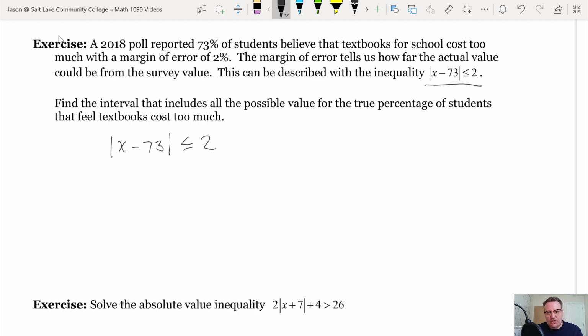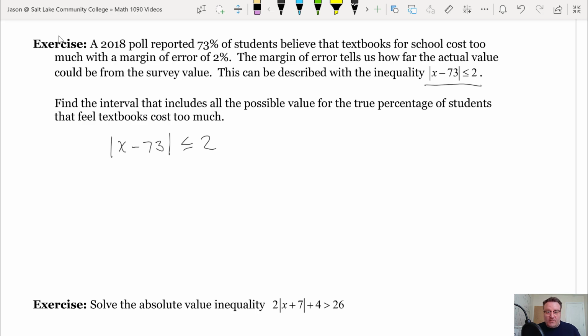So if we think of this geometrically, what this expression on the left-hand side is saying is that the distance from the true value to our measured value 73, the absolute value, is less than or equal to 2. Okay, so now, what is the actual range? What could the true percentage of students who believe that textbook costs are too high be? What range could it be in?